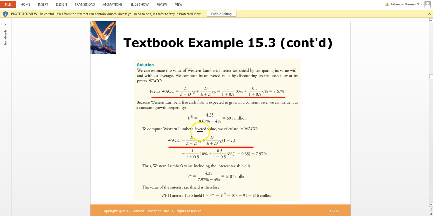And here's the unlevered value without the tax shield, and here's the levered value, as you see, VL, with the tax shield. So the present value of my interest tax shield is basically the levered minus the unlevered, and I simply subtract the two. Here's the 91, and here's the 107. And it comes out to $16 million.